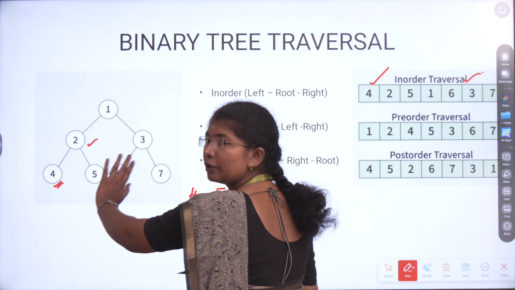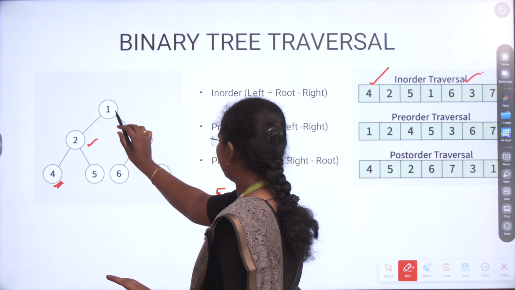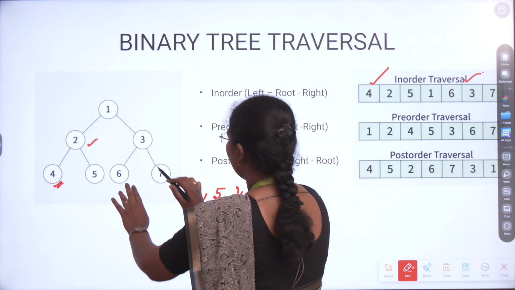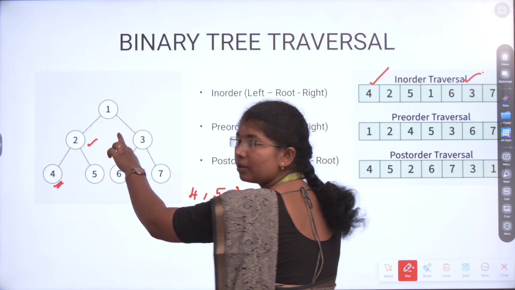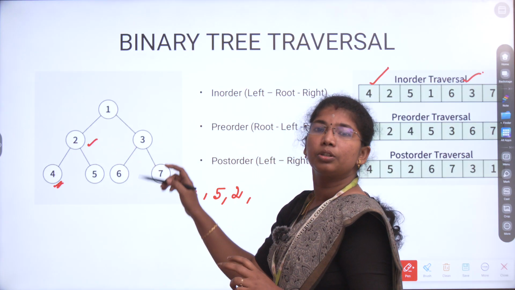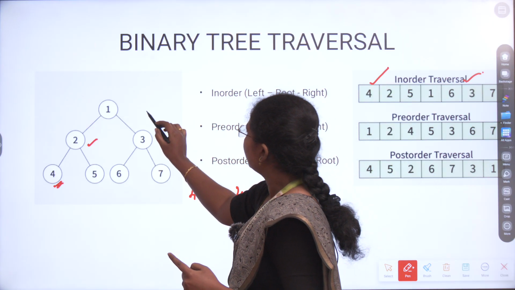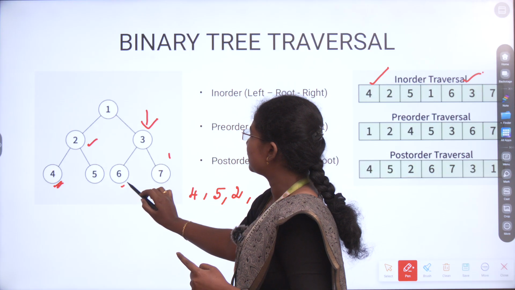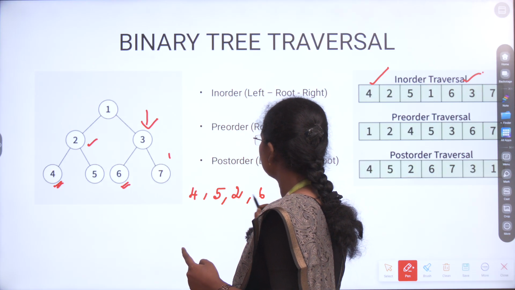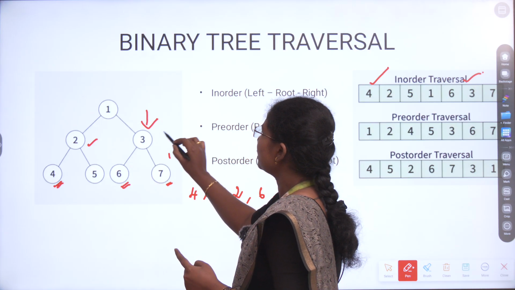This left side is over now. And here we are coming to the root. Okay, then here we are having left. We are not going to take this one because 1 is the root. Root should always come at the last. That is for post order. So we are moving to this right subtree. Here 6 is the left, so we are adding 6, and right is 7. The root is 3.